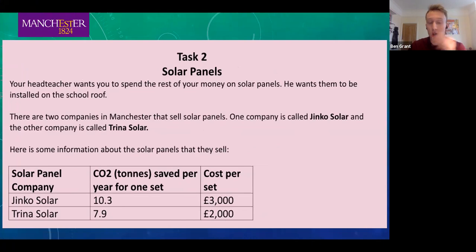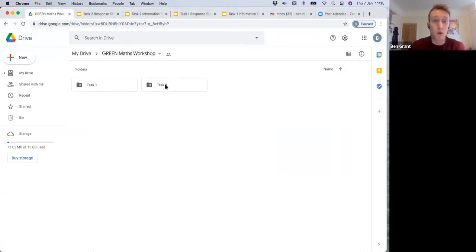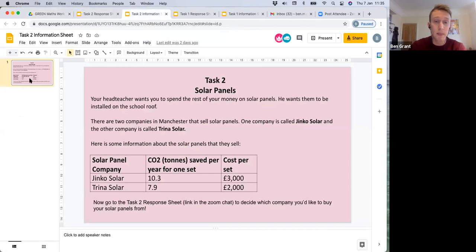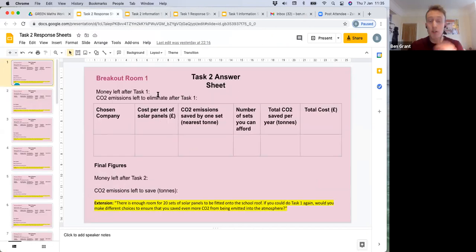Okay, so Sean's going to put the same link in the chat, and instead of clicking on folder 1, you're going to click on folder 2. And in folder 2, again, you've got an information sheet, which looks like this, and you've got a response sheet. Now, on this response sheet, again, one scribe per group, you're going to write down how much money you had left over in task 1, and the CO2 emissions left to eliminate after task 1. Those are the figures that you just put in the chat.